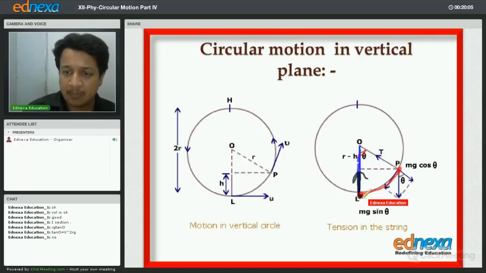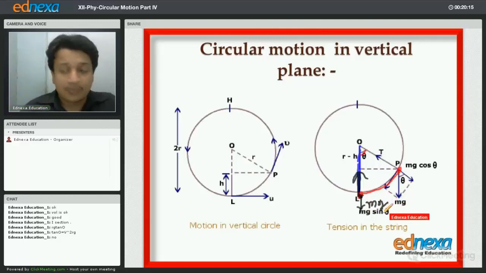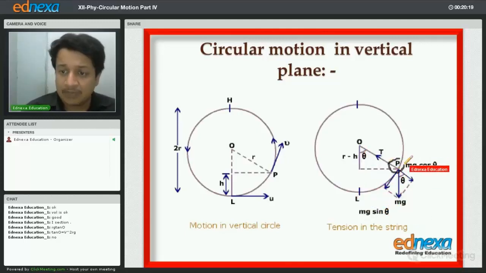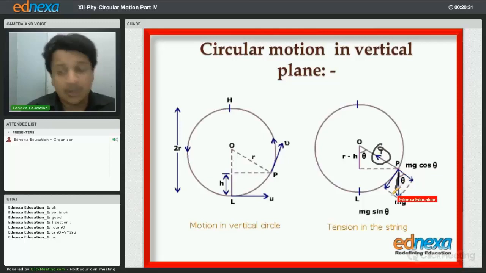And over here at the bottommost point, means at L, weight mg is going to act in this direction. But when the object will reach point P, what will happen? When the object will reach point P, tension will act again towards the center only, but weight is going to act in downward direction. But now we are going to resolve this weight over here.